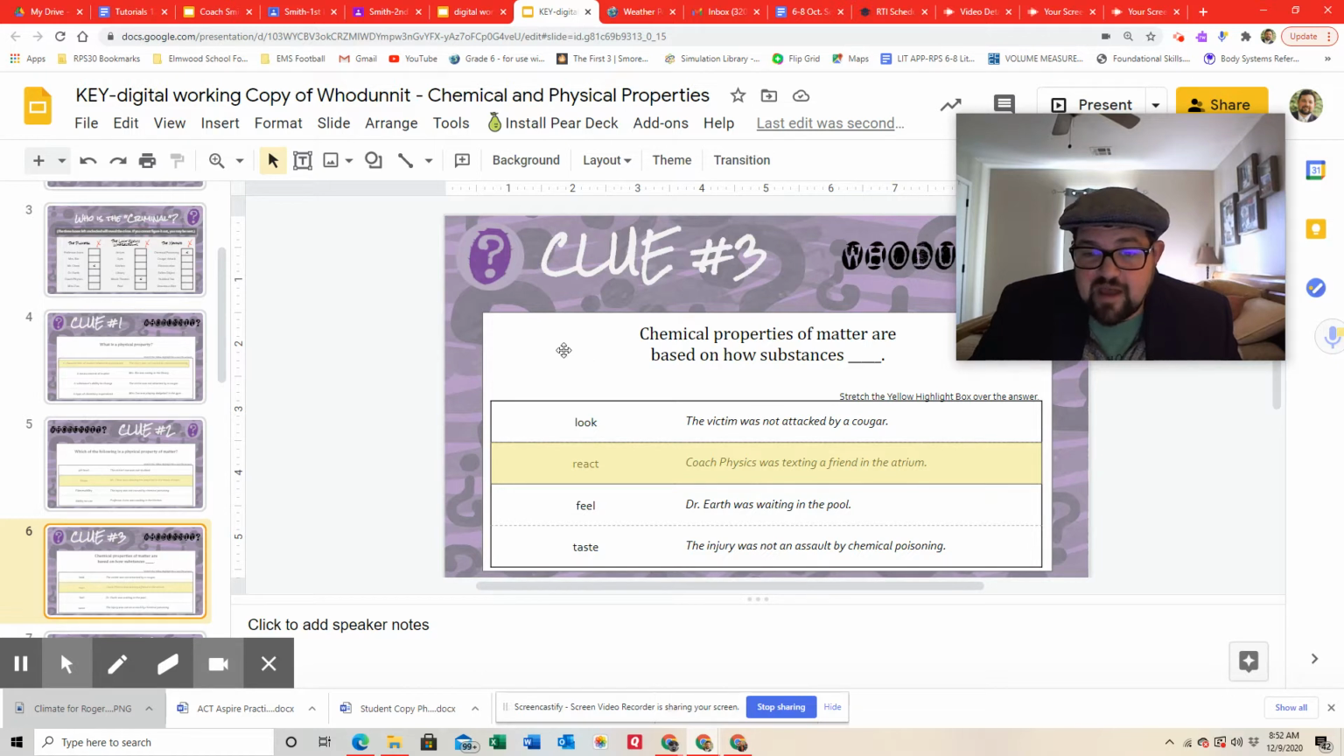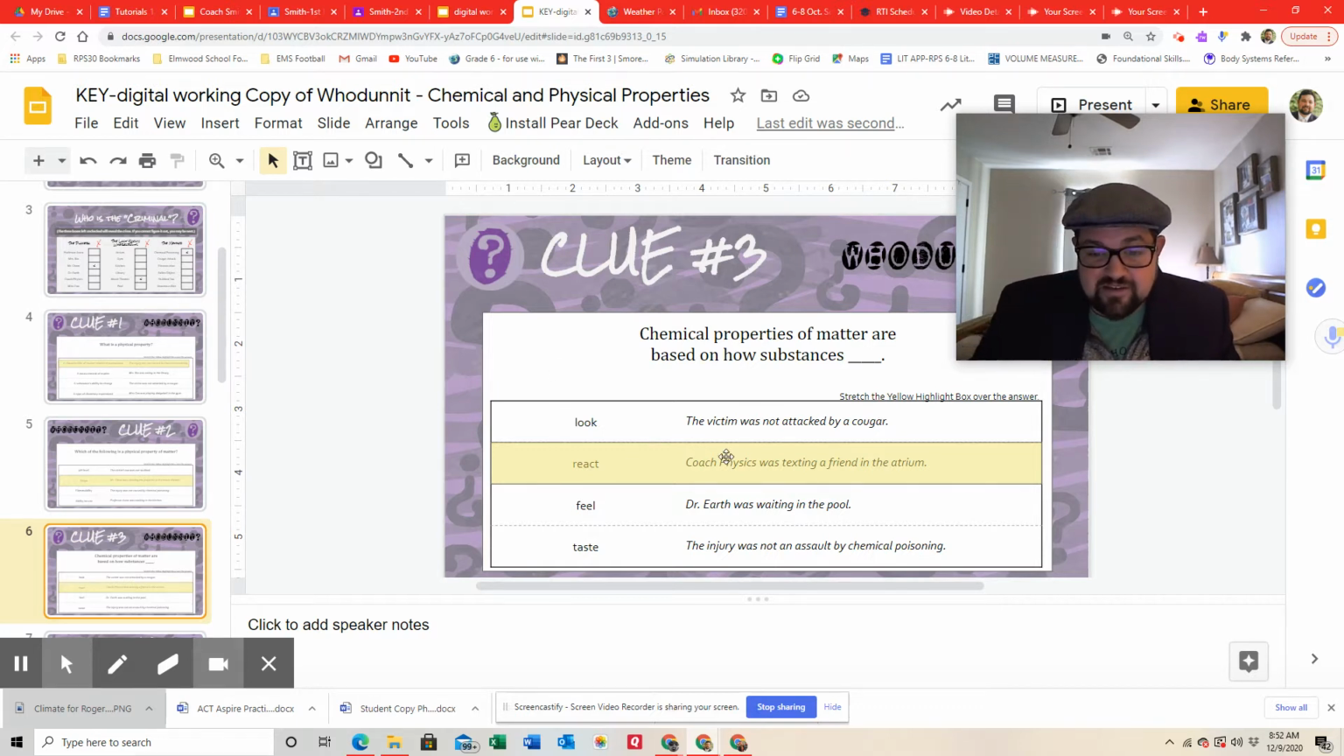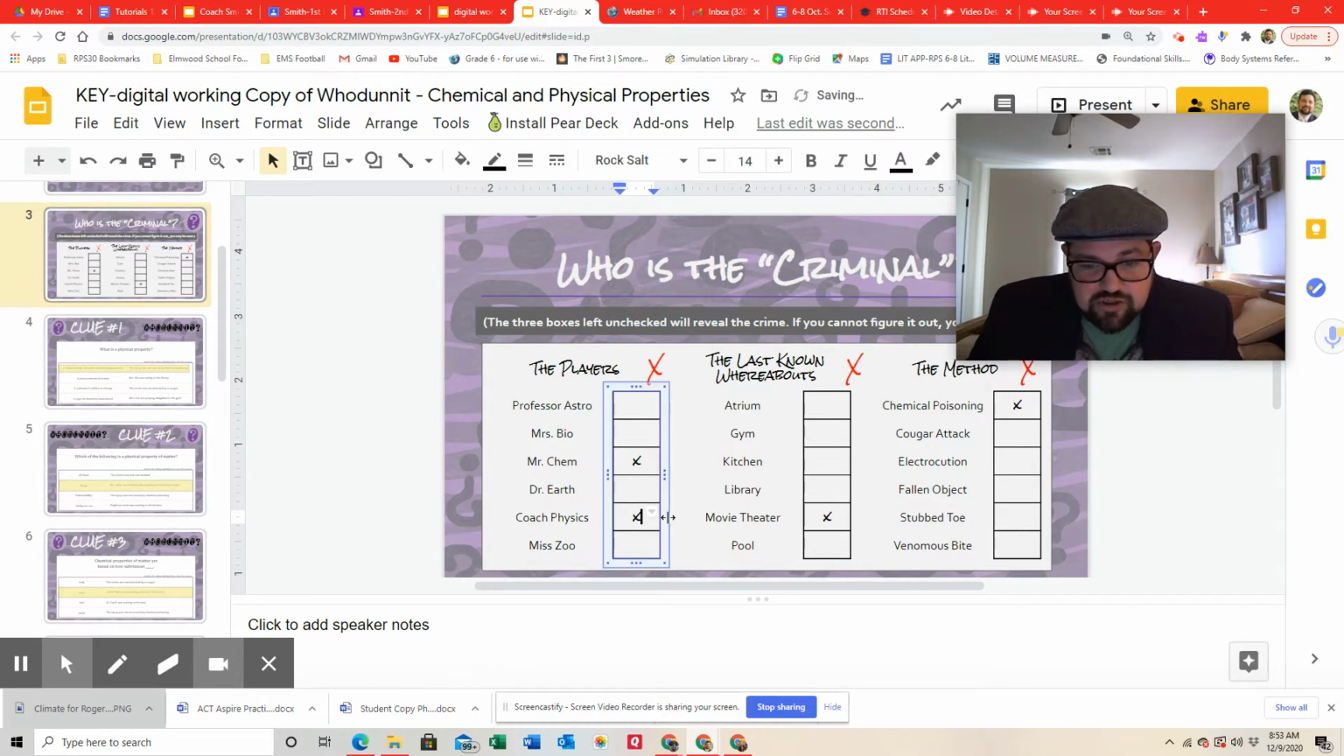Chemical properties of matter are based on how substances react, right? Because look, feel, and taste are part of the five senses that we use for physical properties, not the chemical ones, right? So because of that, we know that Coach Physics was texting a friend in the atrium. So let's go back to our evidence page and we can justify that Coach Physics was in the atrium. Right, and then that's clue three where we were.